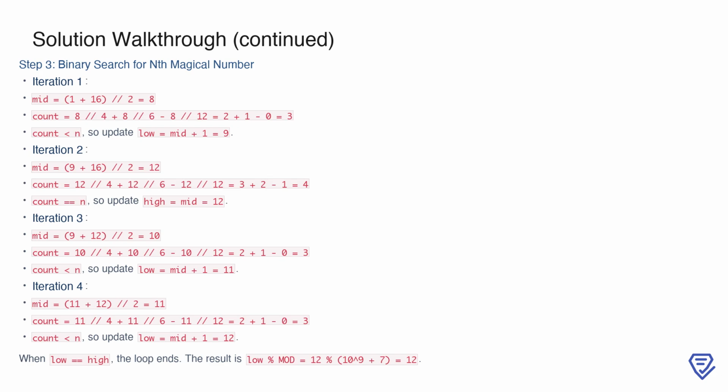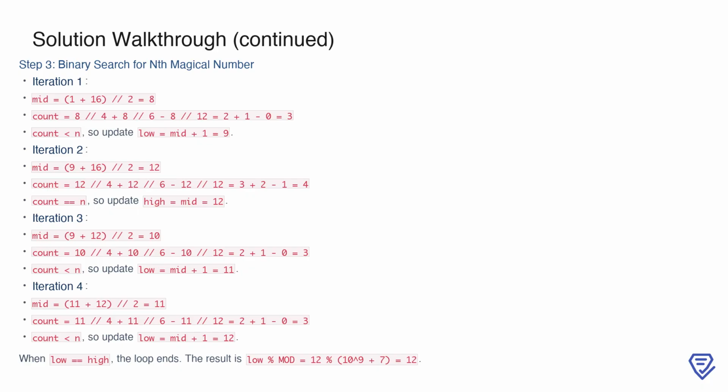As this matches n, we update the high bound to 12. In the third iteration, the midpoint is (9 plus 12) divided by 2, resulting in 10. Counting up to 10, we calculate 10 divided by 4, plus 10 divided by 6, minus 10 divided by 12, which equals 2 plus 1 minus 0, totaling 3. Since the count is less than n, we set the low bound to 11.